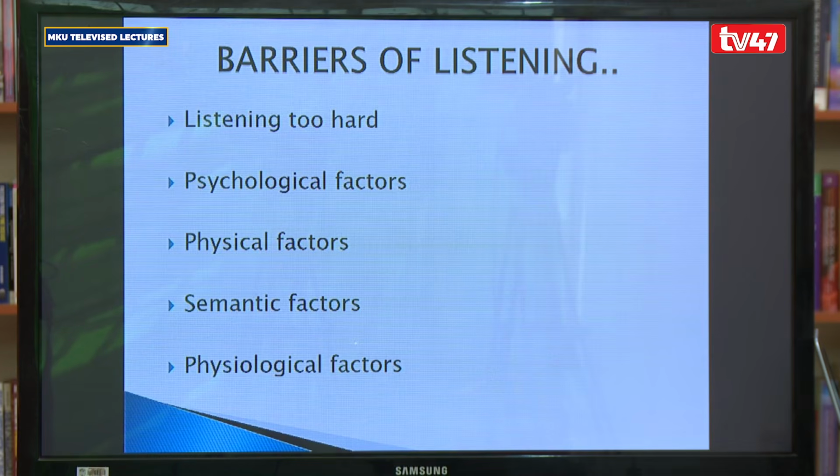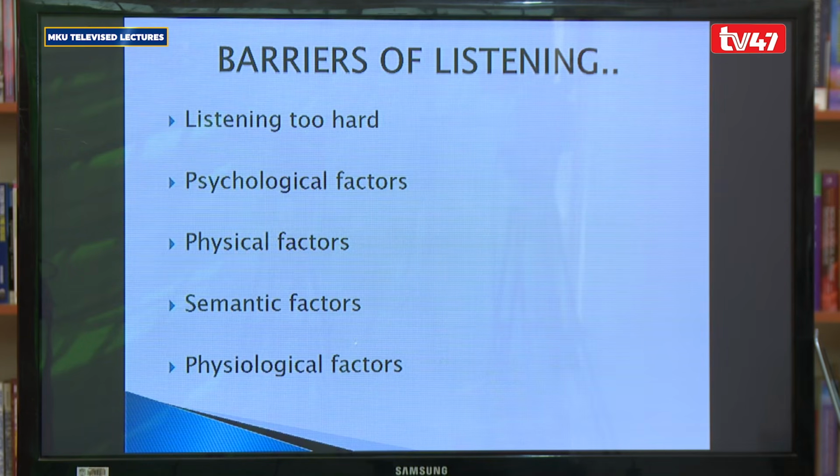Another barrier to effective listening is psychological factors. These are mental issues. For example, stress of being told it's over. It could be you are suffering from superiority complex. You feel that you know more than the communicator, and therefore you switch off. Or you are suffering from inferiority complex. You have low self-esteem. You feel that you are inadequate, and therefore you are not an active listener in the listening process.